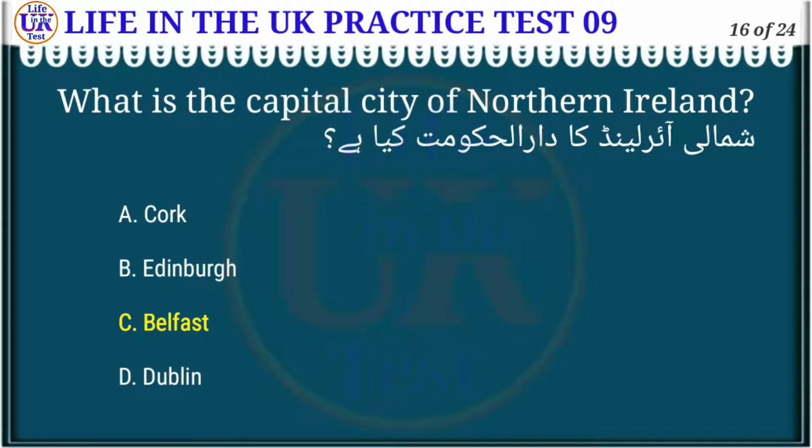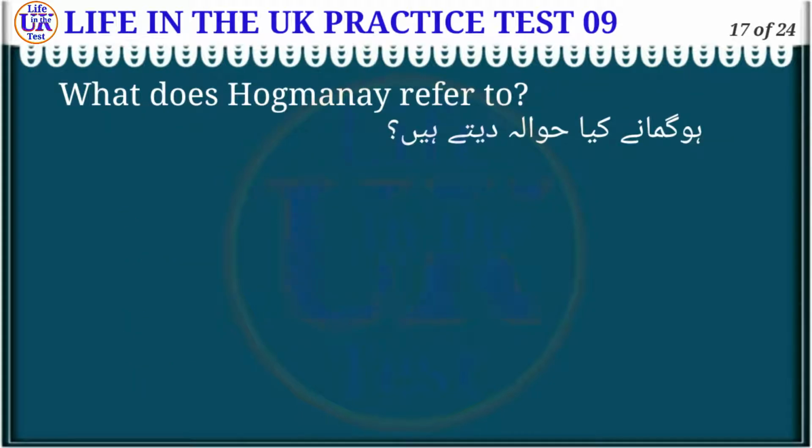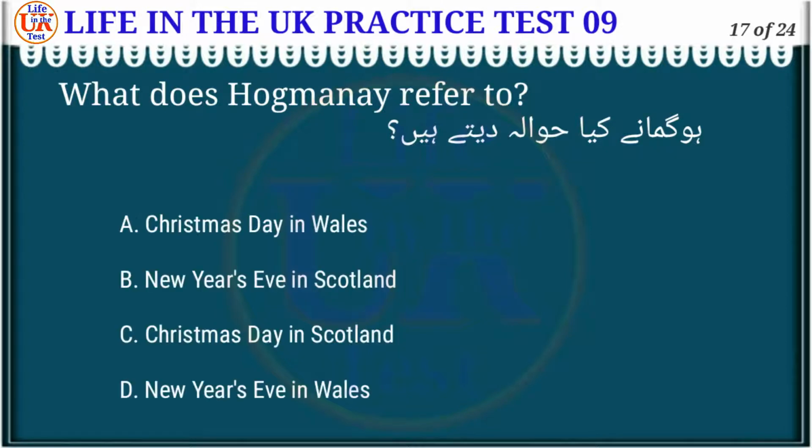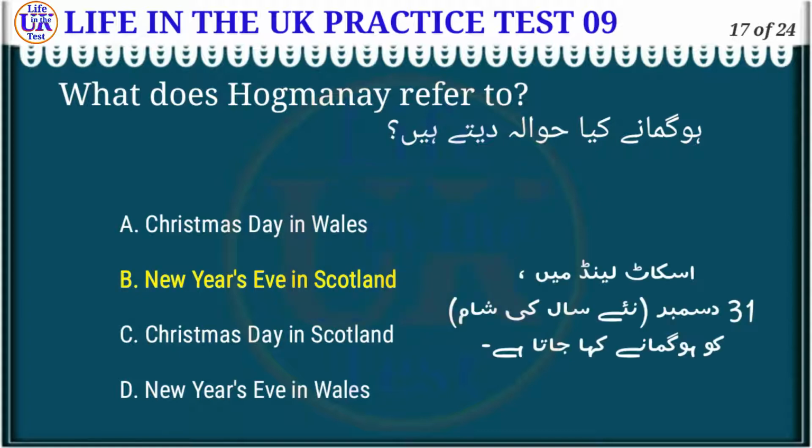Question 17 of 24. What does Hogmanay refer to? A. Christmas Day in Wales. B. New Year's Eve in Scotland. C. Christmas Day in Scotland. D. New Year's Eve in Wales. The correct answer is B. New Year's Eve in Scotland. The 31st of December, New Year's Eve, is called Hogmanay.